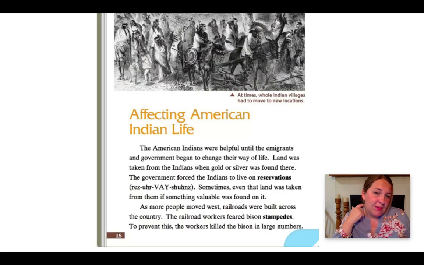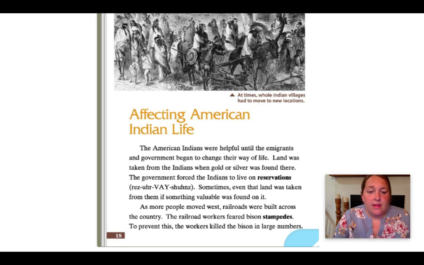So listen as I read this section. The American Indians were helpful until the immigrants and government began to change their way of life. Land was taken from the Indians when gold or silver was found there. The government forced the Indians to live on reservations. Sometimes even that land was taken from them if something valuable was found on it.